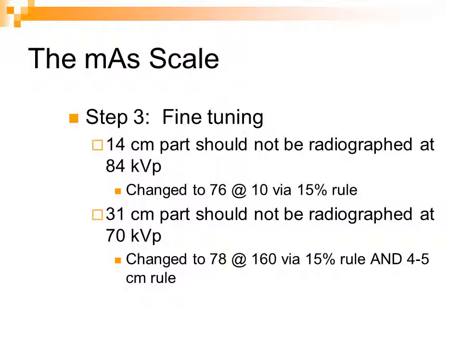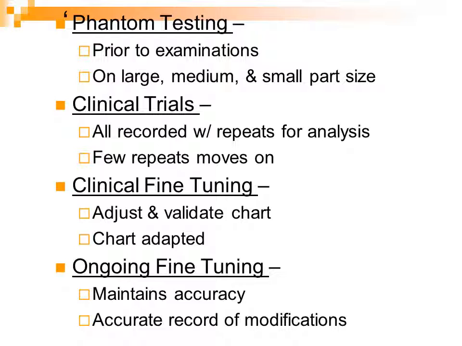This is not going to be tested over, but if we had a 14 centimeter part, it should be radiographed at 84 kVp. It would be changed to 76 via the 15% rule. If it was 31 instead, then it should not be radiographed at 70, and it is changed to 78, still via the 15% rule, and/or the 4 to 5 centimeter rule. Remember, the 4 to 5 centimeter rule states to permit doubling or halving of mass to maintain density. Again, this is just the simplified version here.